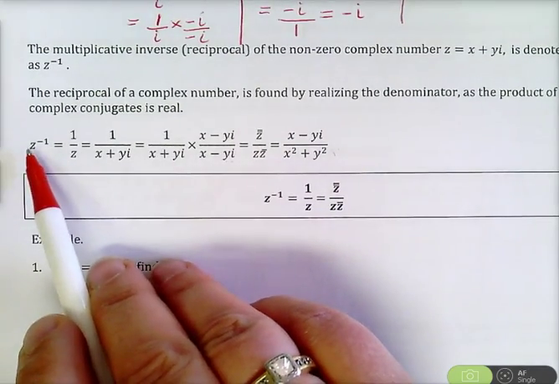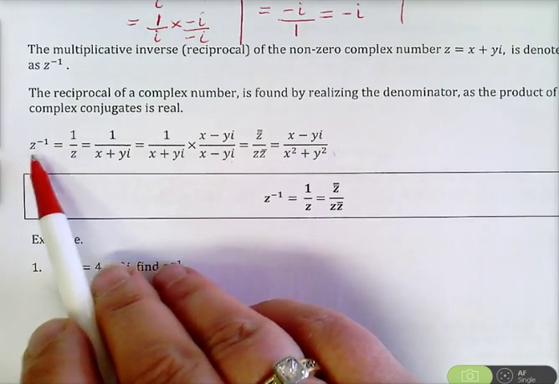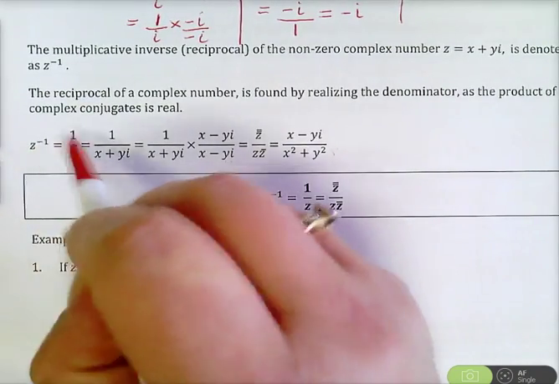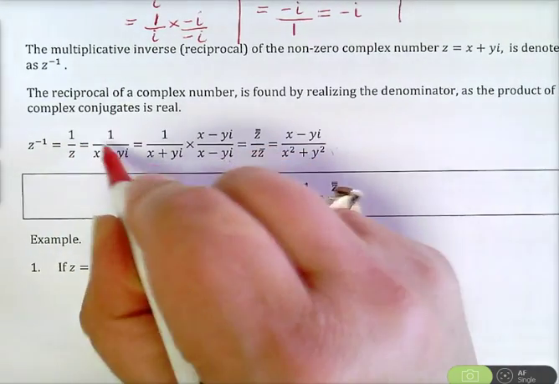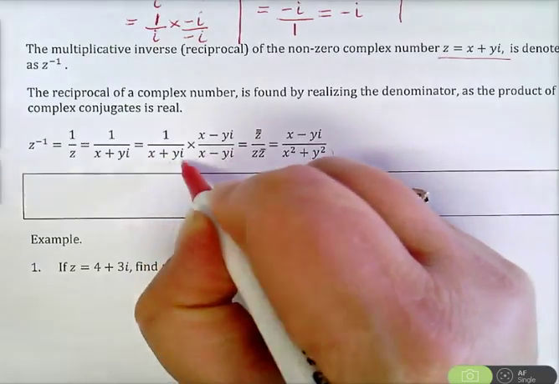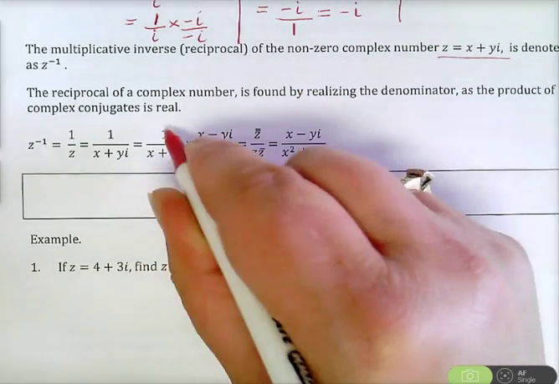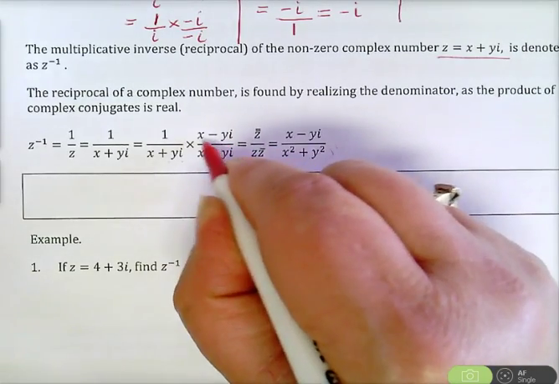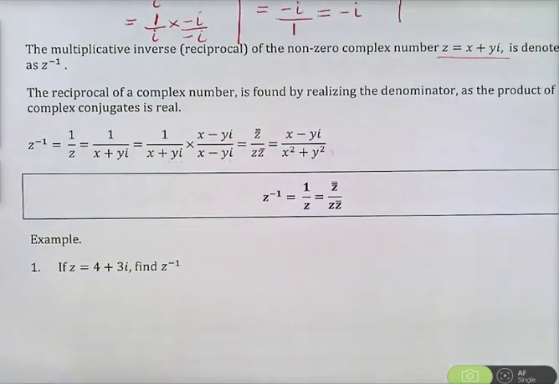So the multiplicative inverse or the reciprocal of the complex number z, so z to the power of -1, is 1 over z. Now we know that z equals x plus yi, which is 1 over x plus yi. Now we know that we are dividing by a complex number, so we multiply by the complex conjugate, which is x minus yi over x minus yi.